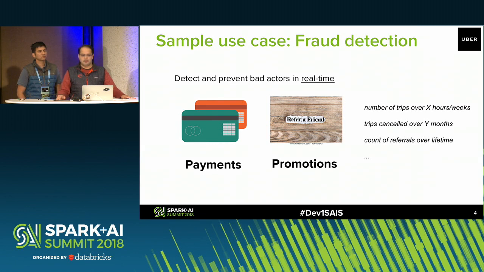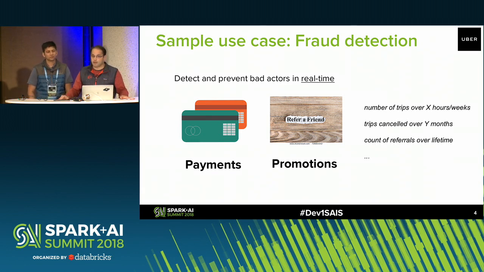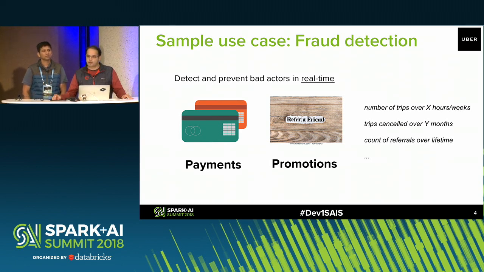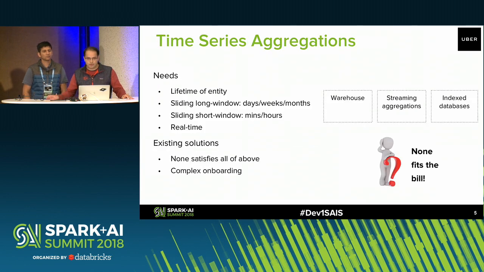One of our observations is that a lot of the features that we need to build to detect fraud involve some sort of time series aggregations. As an example, number of trips over the last X hours or weeks, trips canceled over Y number of months, referral count over the lifetime of the user, and so on and so forth. So it was clear to us that we needed to build some sort of time series aggregation infrastructure to make it easy for our users to create and onboard features.